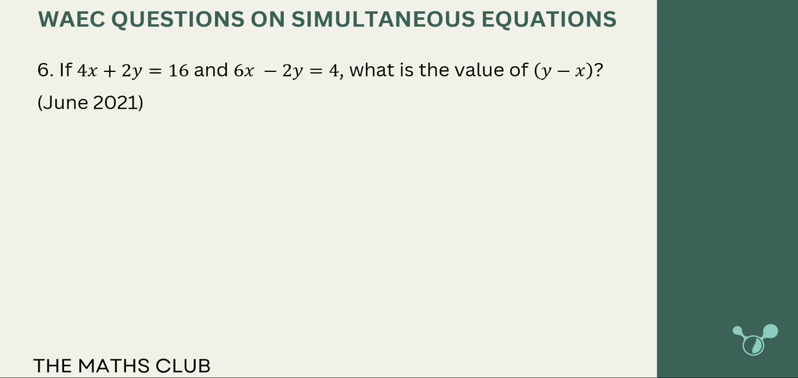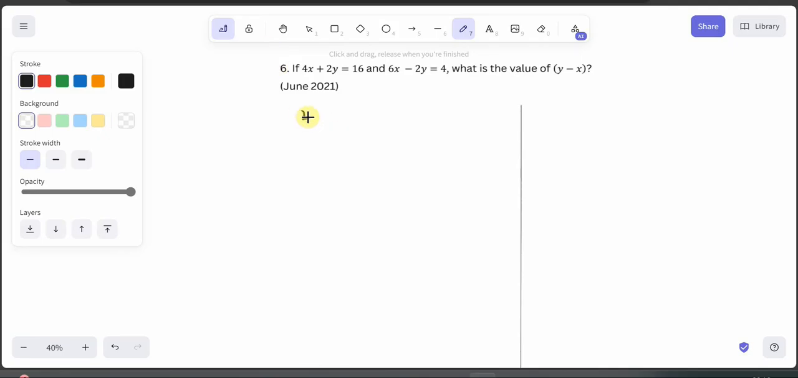Welcome back. Let's solve it together. So we have our equations, which is 4x plus 2y is equal to 16 and 6x minus 2y is equal to 4. So these are equation 1 and these are equation 2. So this is plus 2y, this is minus 2y. So if we add both equations, this side will go. So equation 1 plus equation 2.